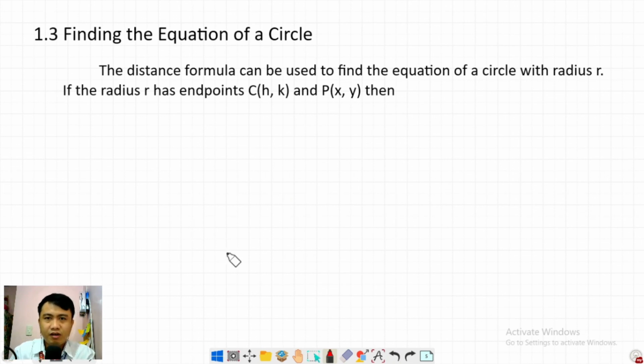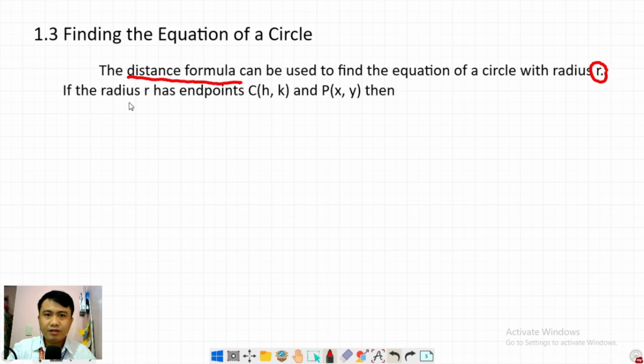Finding the equation of a circle. Ang circle po ay may equation. Para siyang mga linear function, quadratic function, polynomial function, rational functions, and so on. So, mayroon ding equation po ang circle. The distance formula can be used to find the equation of a circle with radius r.